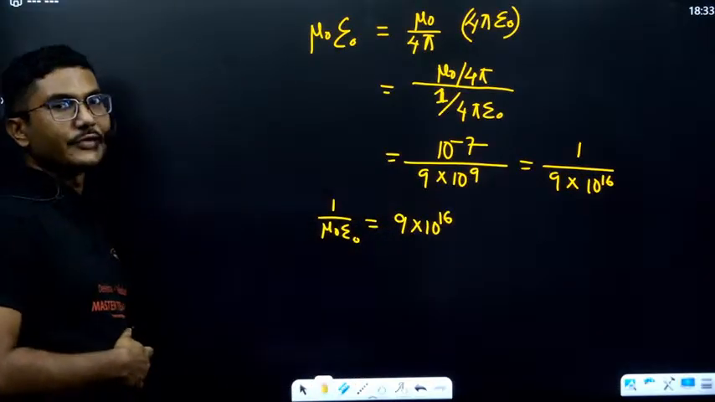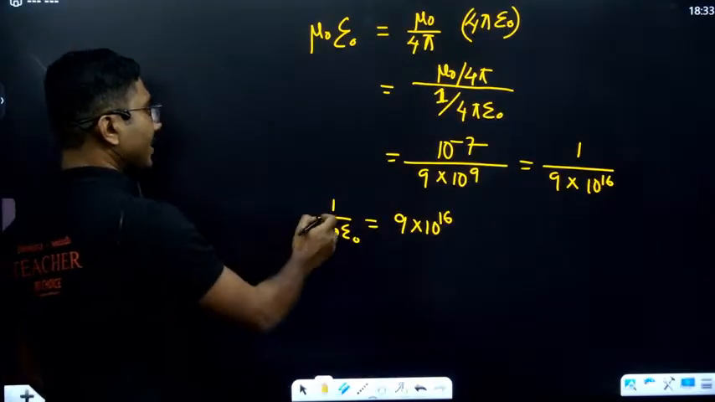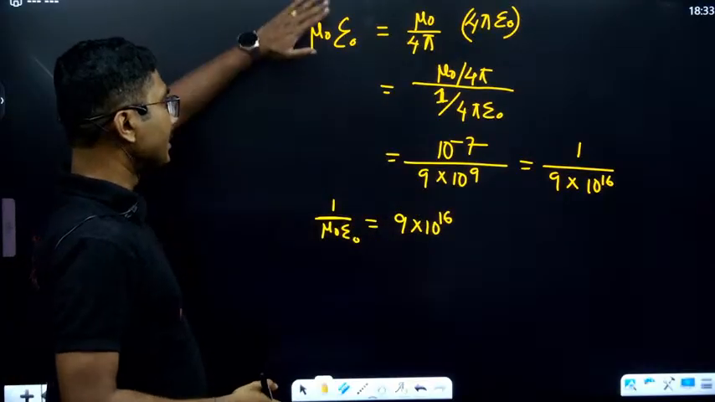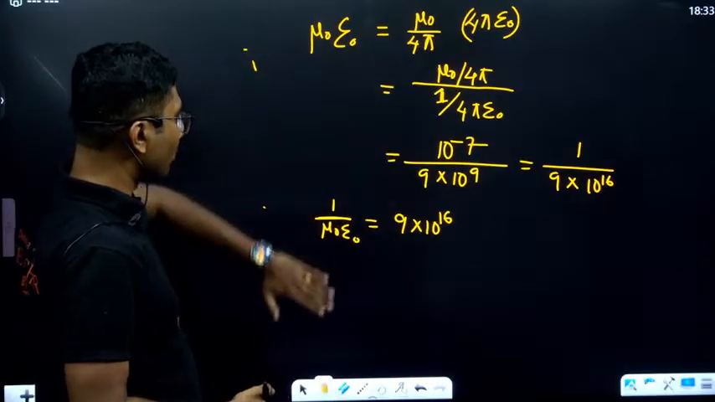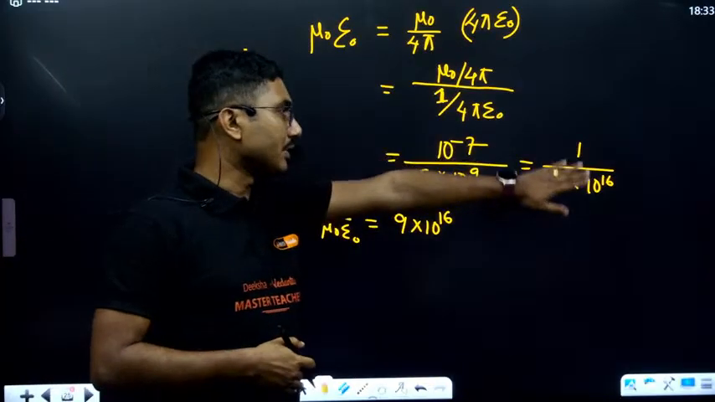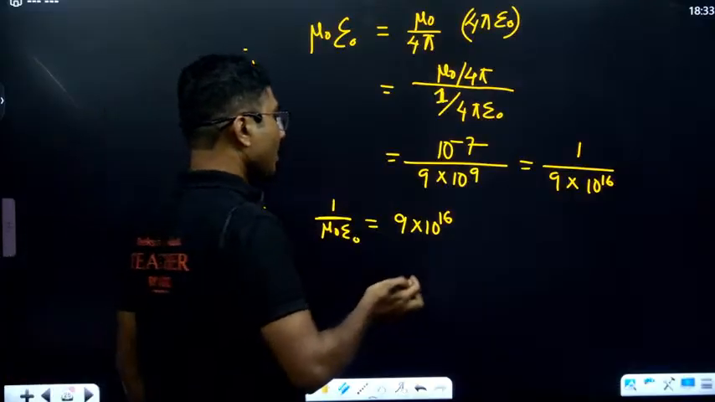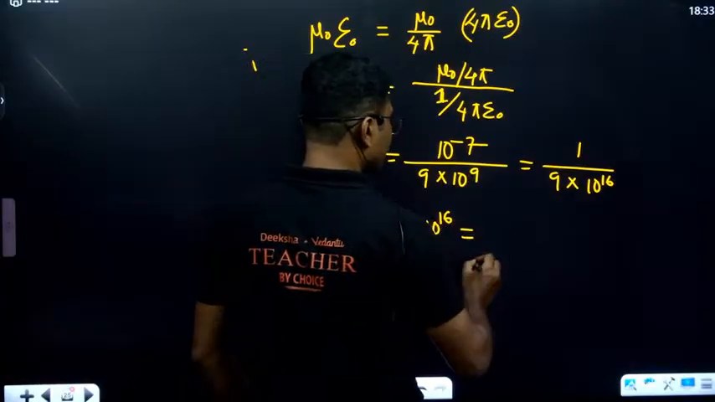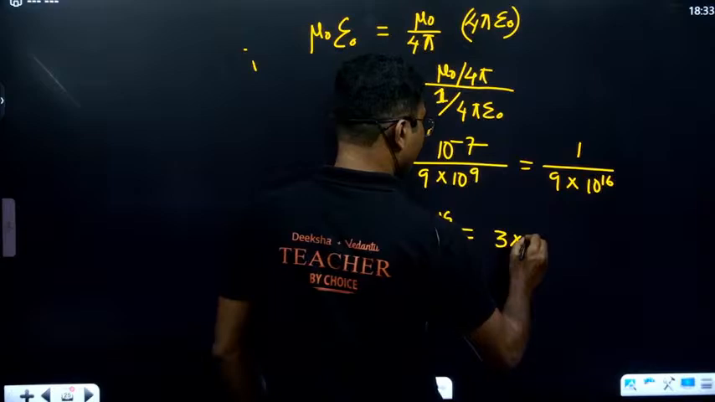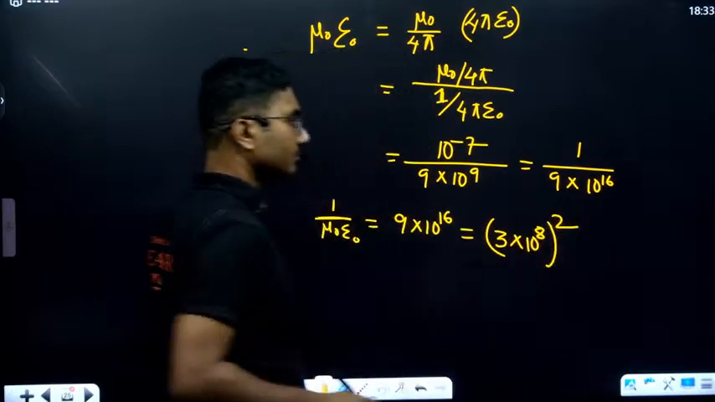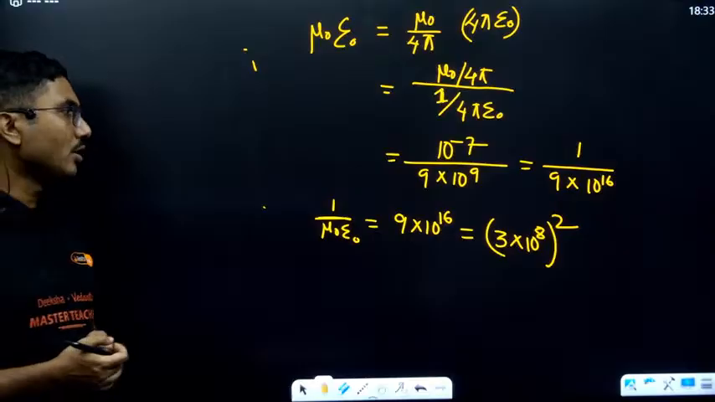Now, why is this value super important? Basically, we have taken the reciprocal on the left hand side as well as the right hand side. Here it was mu naught epsilon naught, so it becomes 1 by mu naught epsilon naught. Here it was 1 by 9 into 10 to the power 16, it becomes 9 into 10 to the power 16. Okay, and that equals 3 into 10 to the power of 8 whole square.